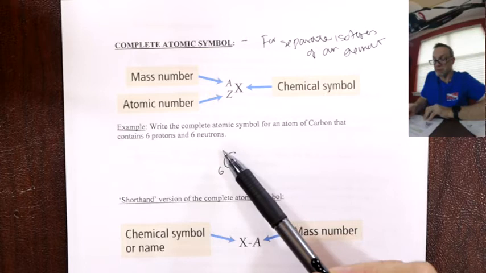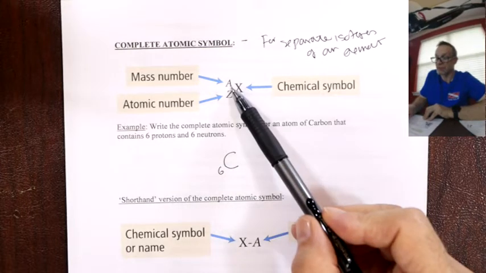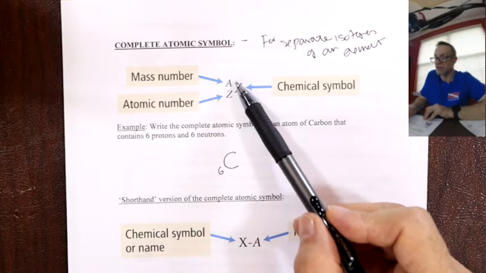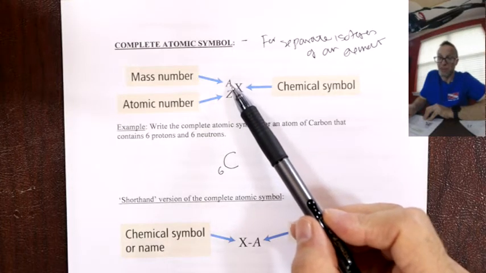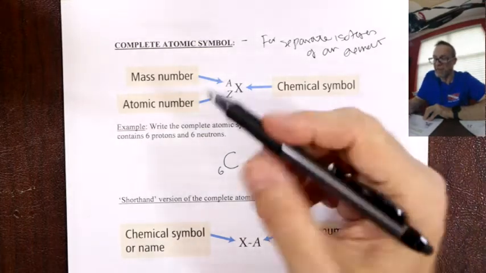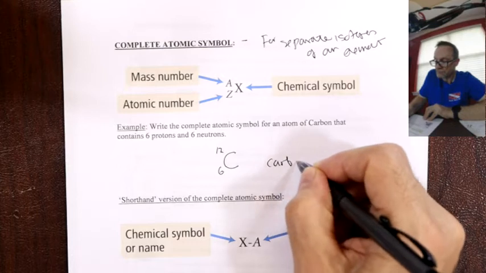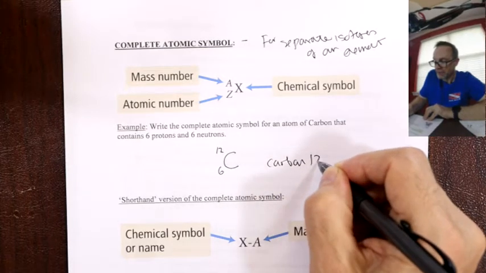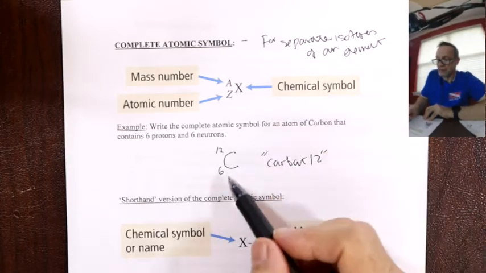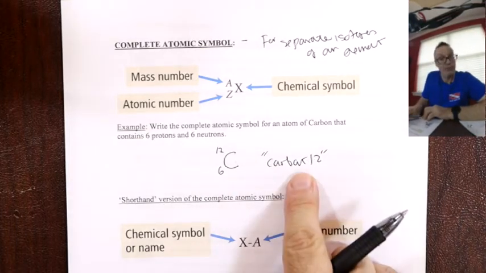The common mistake would be to put a 6 here, but remember it's neutrons and protons that make the mass number, and that's not a typo. You might say A for atomic number. No, it's Z for atomic number, A for mass number. It's weird, right? And it's 12. We call that one carbon 12, because it's carbon that weighs 12, okay? And that's kind of a shorthand way to do it.